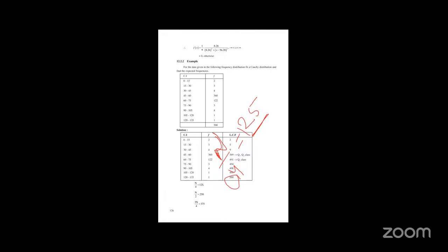And n by 2 is 500 by 2, which is 250. And 3n by 4 is what? 3n by 4 is 3 into 500 by 4. 3 into 500 means 1500. 1500 by 4 is equals to 375. So 3n by 4 is equals to 375.